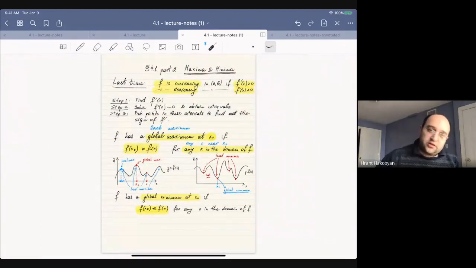Why is it important? For instance, in economics, you want to maximize or minimize profit. If profit is given by some sort of a function, how do you figure out where is the maximum of that function or a minimum of the function?